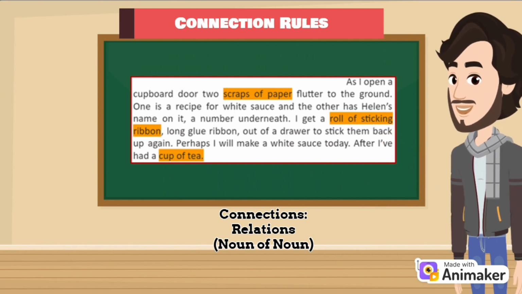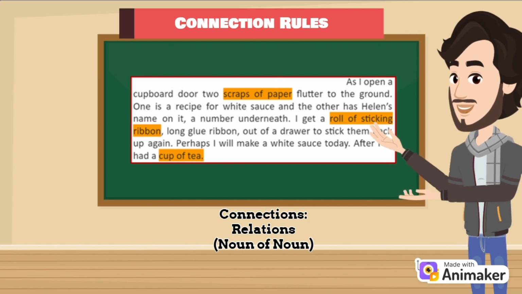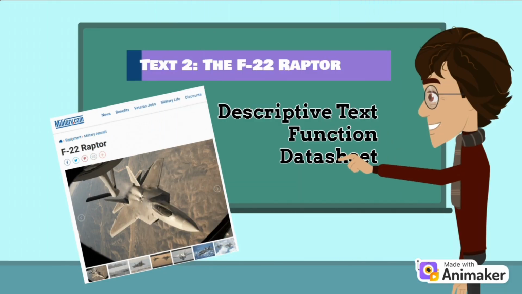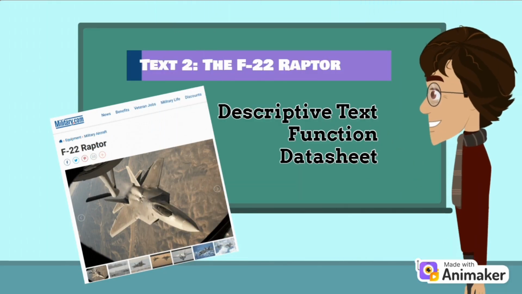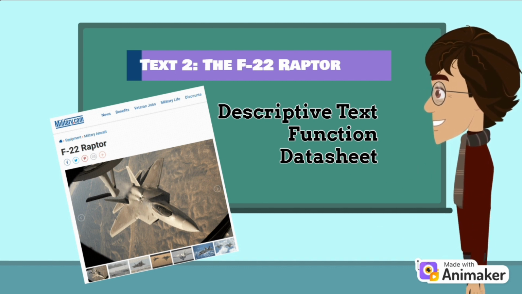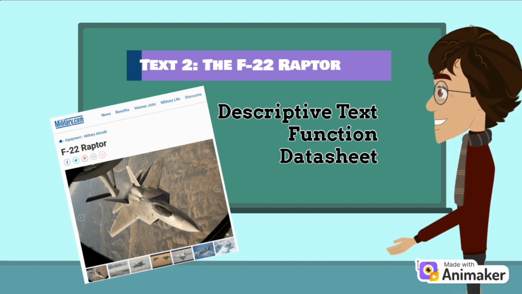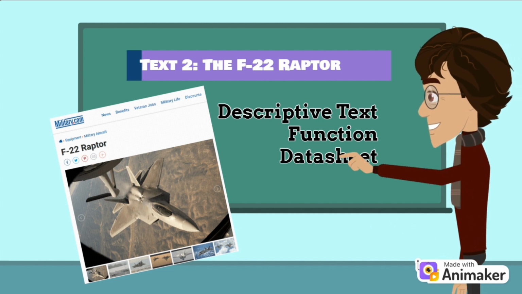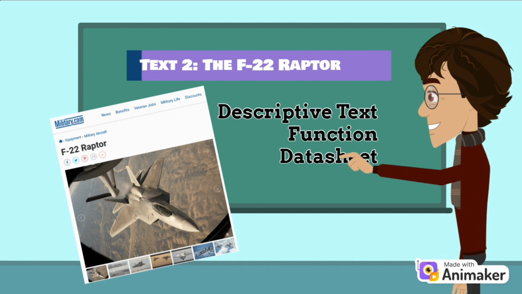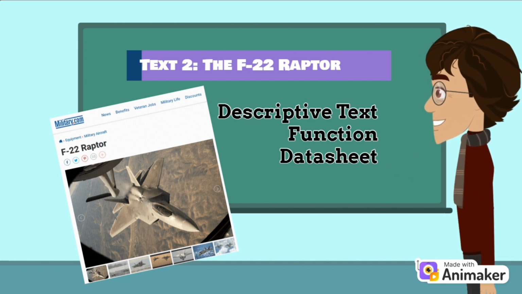The most frequent one was noun-of-a-noun relations, such as the one on this paragraph, probably due to the narrative nature of the text. The analyzed text is a descriptive text about a military aircraft, the F-22 Raptor. The text is presented in the format of a datasheet with technical information and facts. A descriptive text has the function of describing an object, place, process, or person. In this case, it is describing an object.